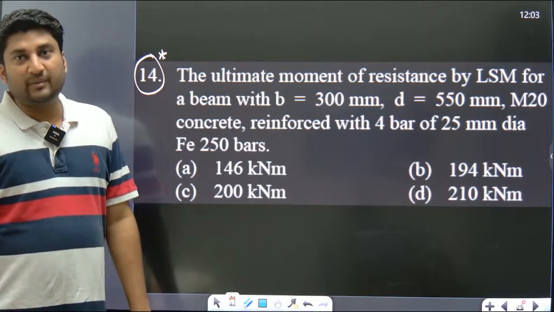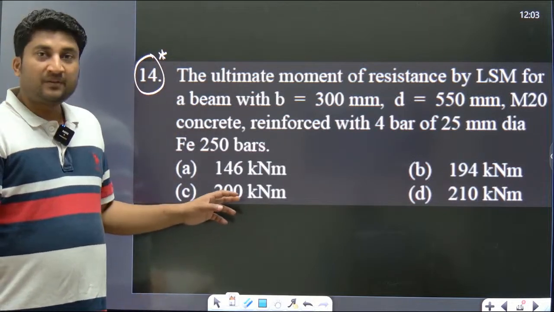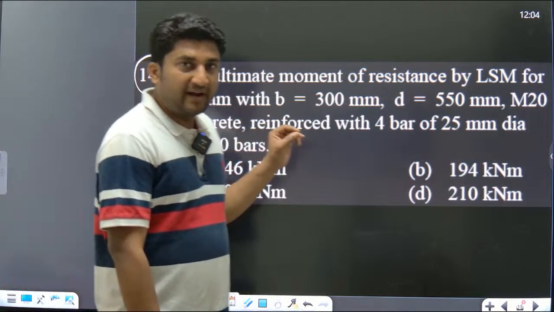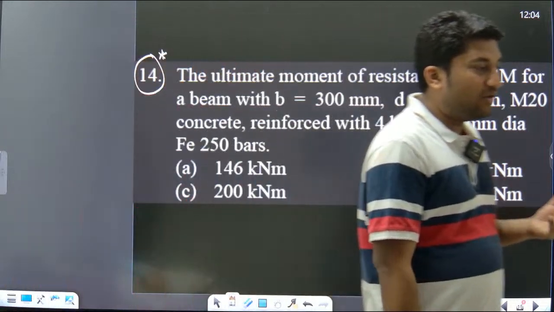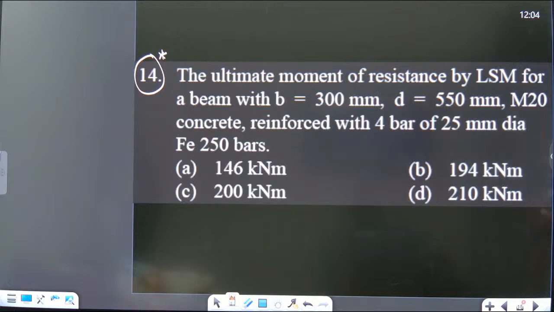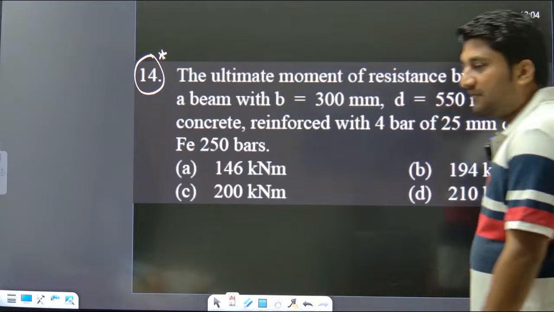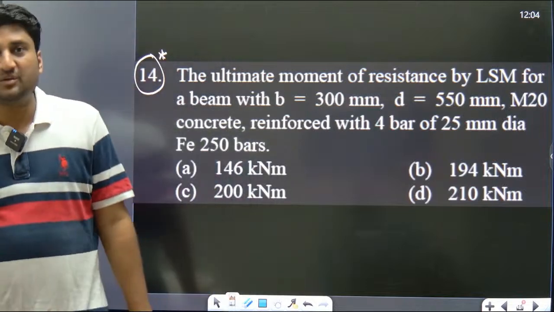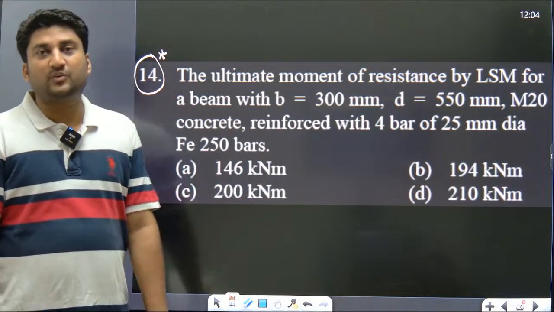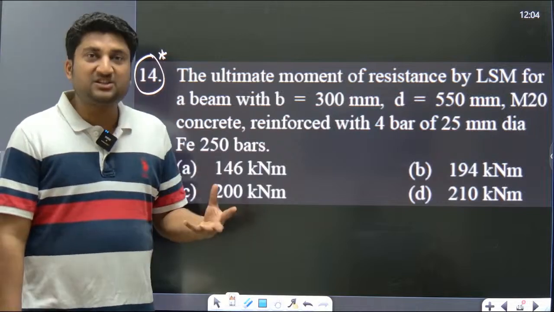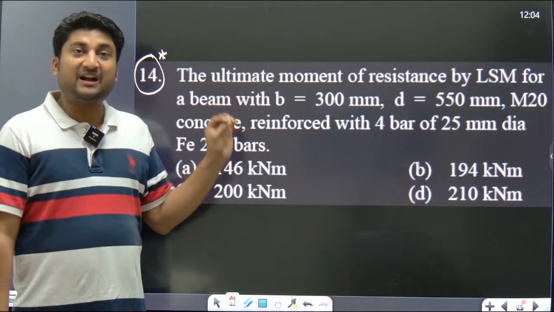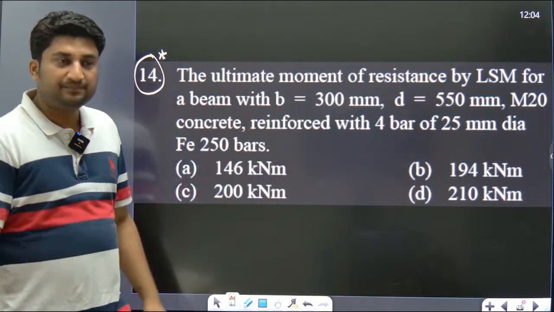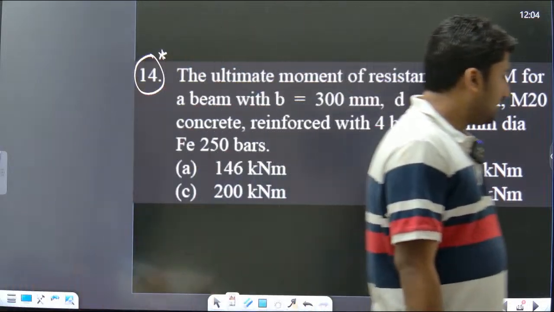You need to find the ultimate moment of resistance. For this, you need to find the depth of neutral axis, then find the moment of resistance. So this is a time consuming question. Whenever these types of questions come in the examination, you know the solution, but it will take a lot of time for the calculation. Hence it is advisable to skip those questions and attempt them at the last, whenever you have the time. Clear?